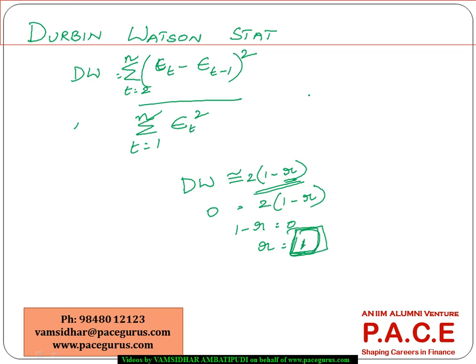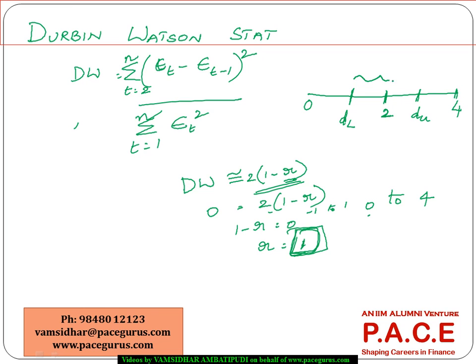The other way to interpret it is, because 2 into 1 minus R is the approximate value, the Durbin-Watson will lie between 0 and 4, because R will lie between minus 1 and plus 1. If I substitute minus 1, this becomes 4. If I substitute plus 1, this becomes 0. So Durbin-Watson lies between 0 and 4. When the Durbin-Watson value is somewhere around 2, it means R is close to 0.